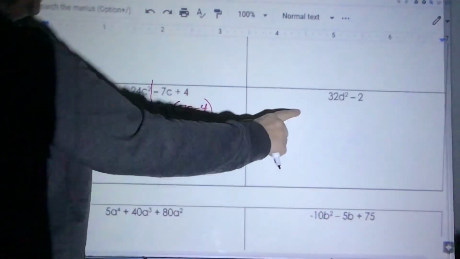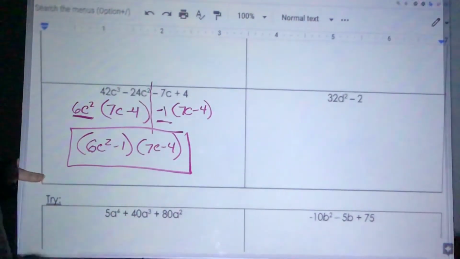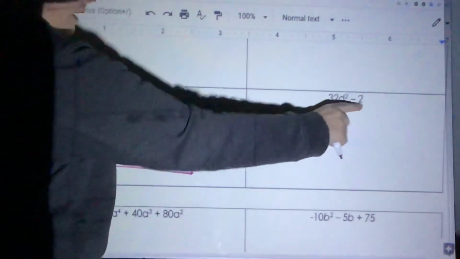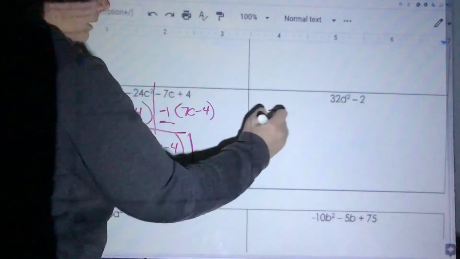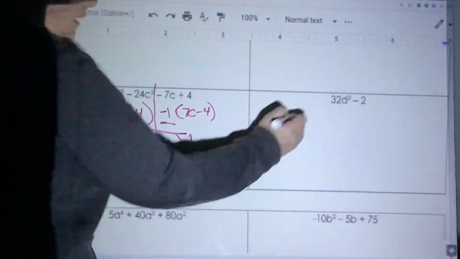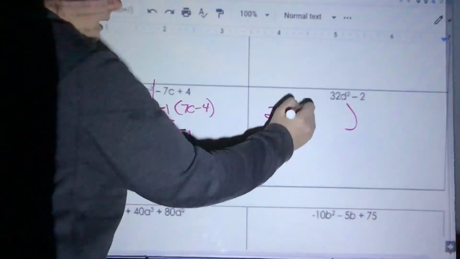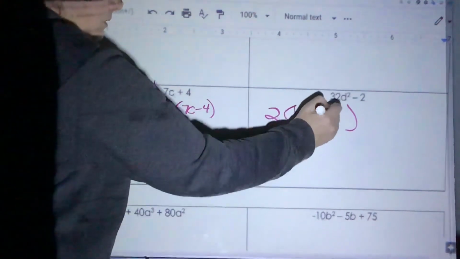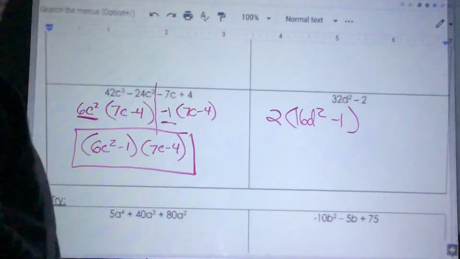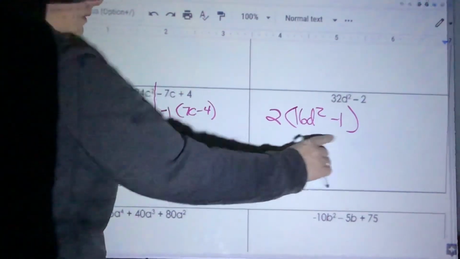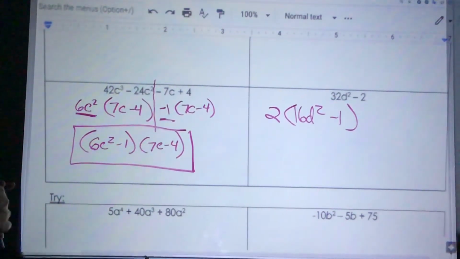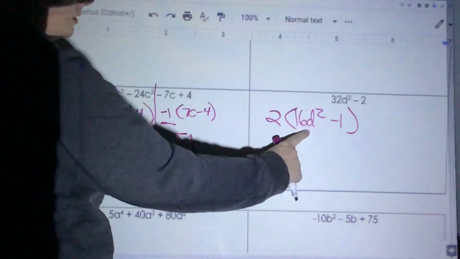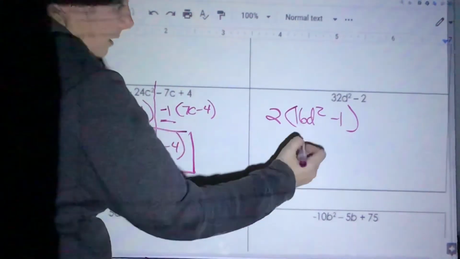And then for the last one that we're going to do in this video, I'm going to look first, I only have a binomial, I'm going to look for a GCF. They do have the number 2 in common. And then in parentheses, I would have 16d squared minus 1. Now, in my parentheses, I have 2 terms, so I want to know if I have a difference of 2 squares, and I do, because 16d squared is a square term.